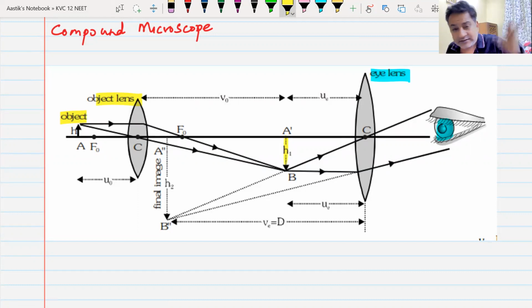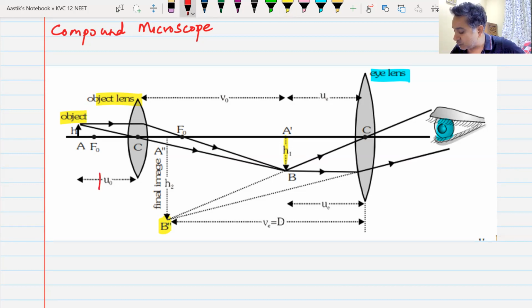This image acts as an object for the second lens. It is now between the focus and the center of the lens. So it will create an enlarged image of the same object, which will be virtual. Do we understand this? Yes or no? Yes, sir.